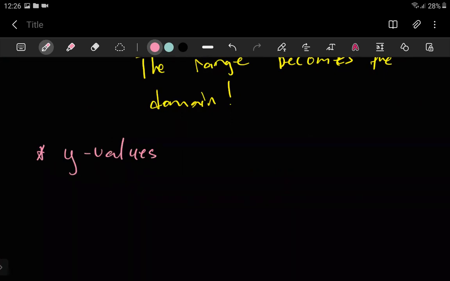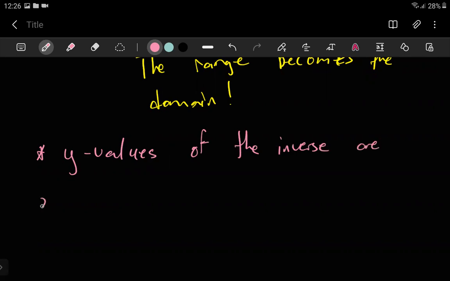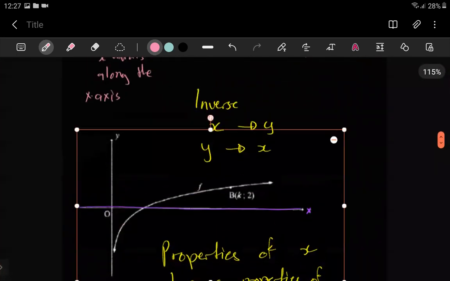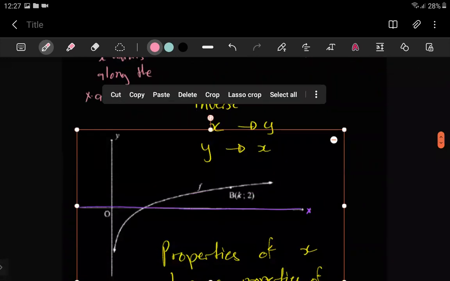Let's psychoanalyze the question a bit more. Y values of the inverse are x values of the original graph. That's kind of creepy. But let me make life a bit easier for us.